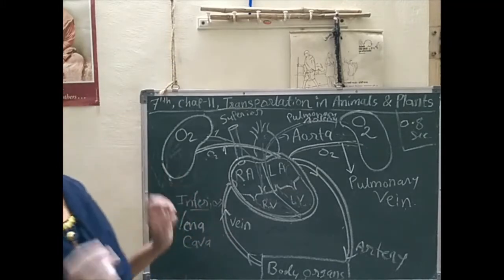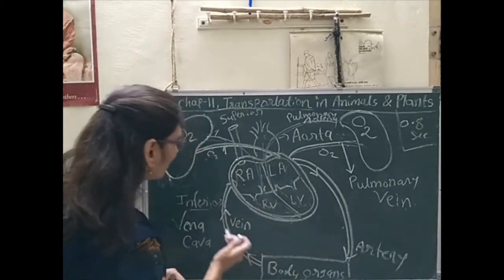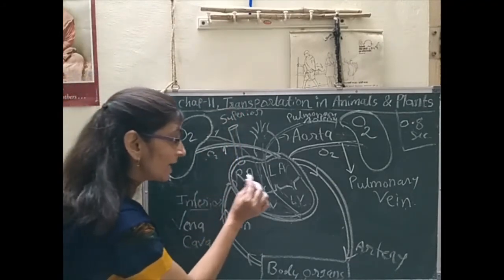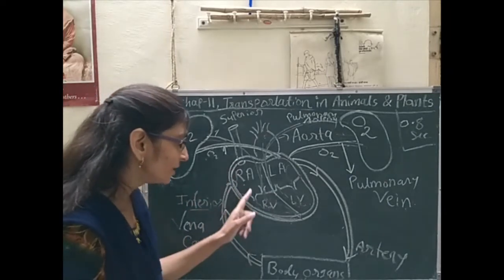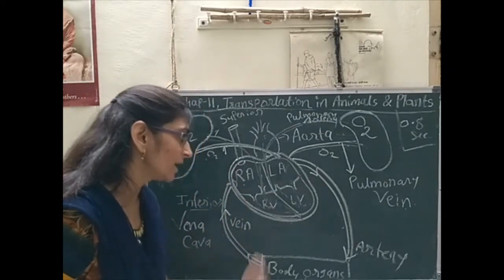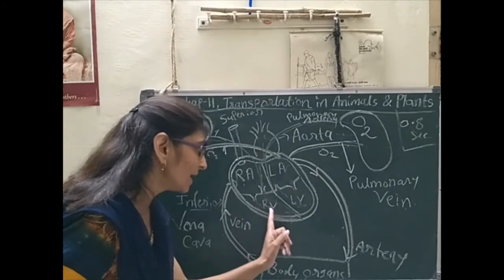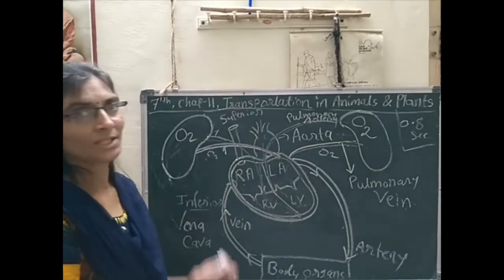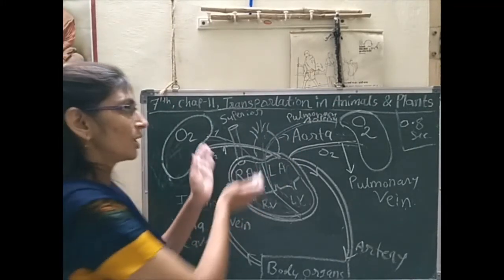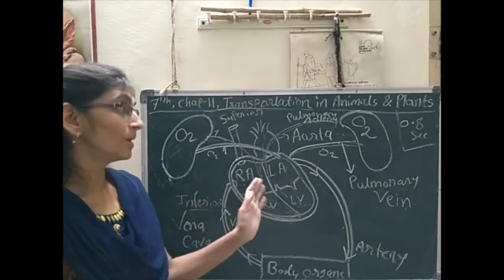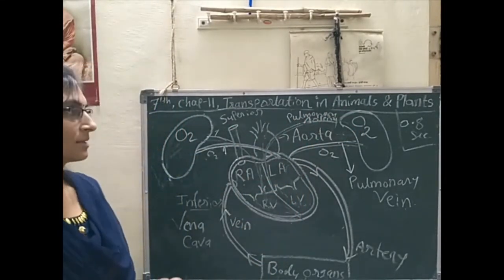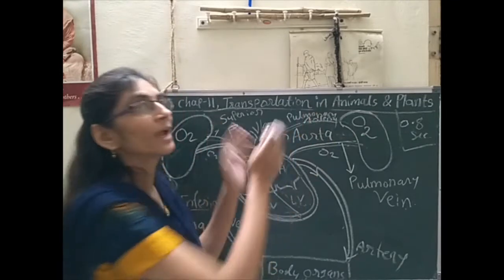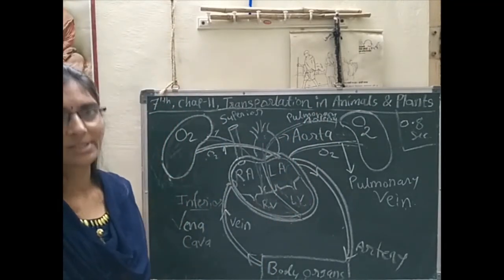Now the deoxygenated blood, after using oxygen, again will be carried through the vena cava, through the superior vena cava and inferior vena cava towards the right atrium. Then from the right atrium through the tricuspid valve towards the right ventricle. From the right ventricle it gets pumped out towards the lungs for taking oxygen. So again the blood reaches the lungs. At first we receive oxygenated blood, then deoxygenated blood is again received inside the lungs for oxygenation.